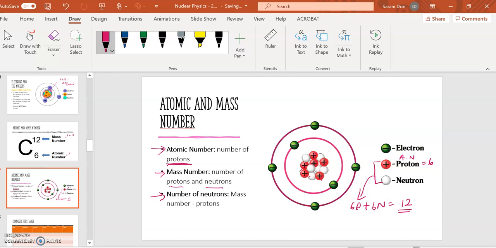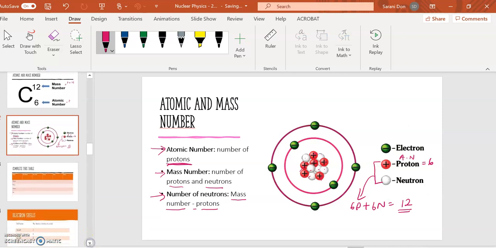The formula that you need to know is that to find out how many neutrons there are, you get the mass number and then you take away the number of protons. So we're going to do a couple of examples to clarify this.